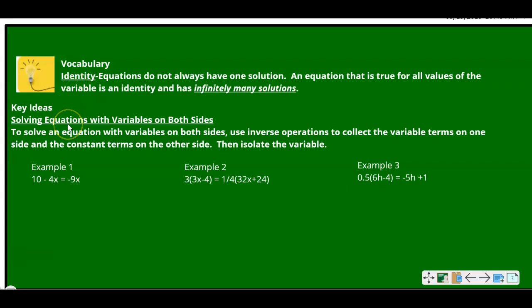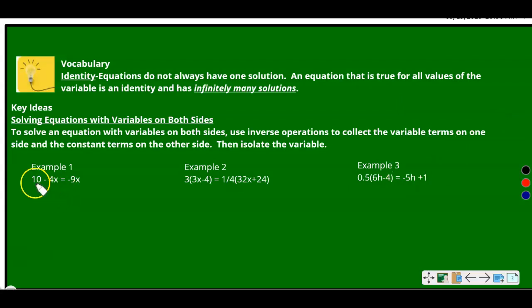All right, key ideas: solving equations with variables on both sides. To solve an equation with a variable on both sides, use inverse operations to collect the variable terms on one side and the constant terms on the other side. Then isolate the variable. So very similar to what we did in previous lessons. So let's get started and see what we have here.